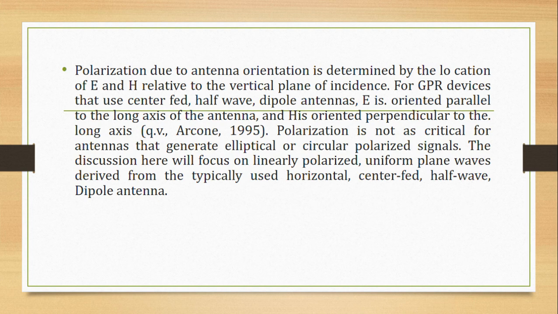Polarization due to antenna orientation is determined by the location of E and H relative to the vertical plane of incidence. For GPR devices that use center-fed half-wave dipole antennas, E is oriented parallel to the long axis of the antennas and H is oriented perpendicular to the long axis.